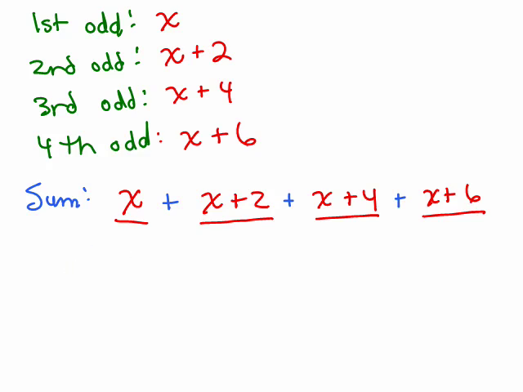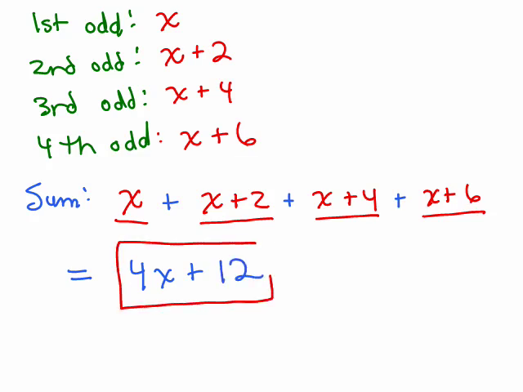So what does that give me? If I add the like terms, x plus x plus x plus x will give me the 4x, and I've got plus 2 plus 4 plus 6, which is plus 12. So the simplified answer is 4x plus 12, if you define the first odd integer to be x.